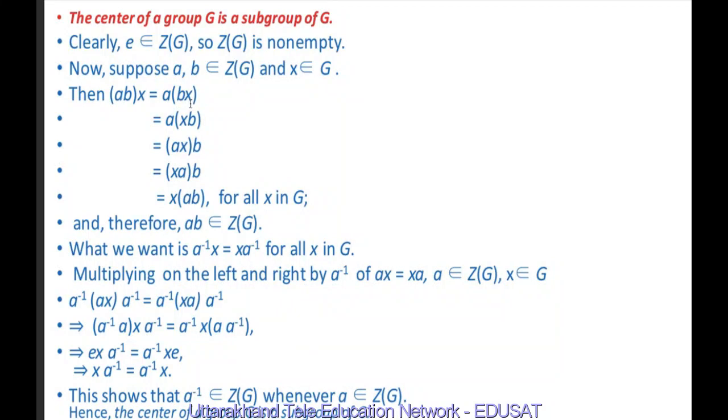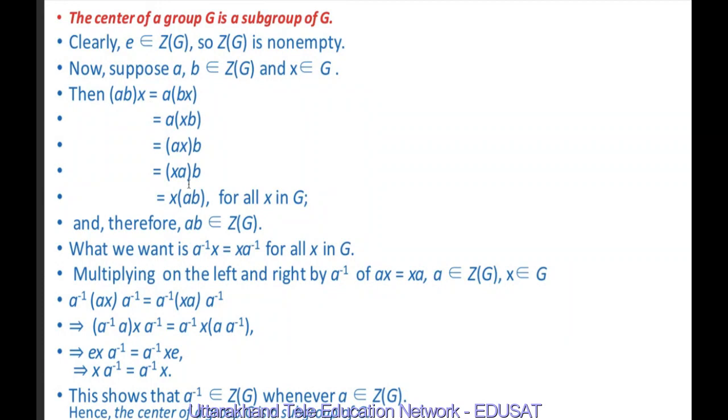And BX is equal to XB because elements of ZG commute with every element of G. And by associativity, this is equal to AX into B. Also, AX is equal to XA because every element of ZG commutes with every element of G. And this is equal to X into AB by associativity. So we have proved that AB·X is equal to X·AB. It means AB commutes with X.